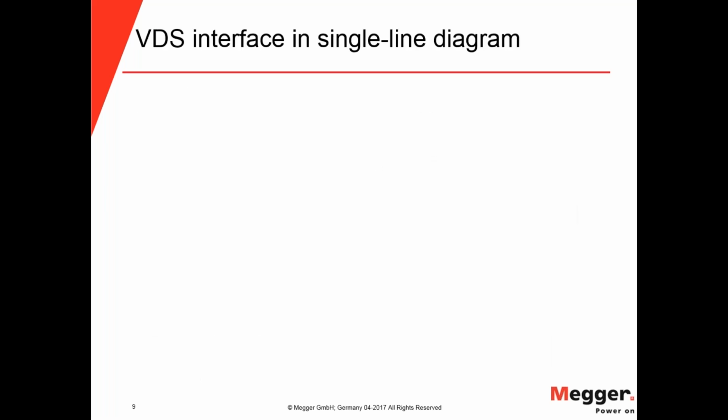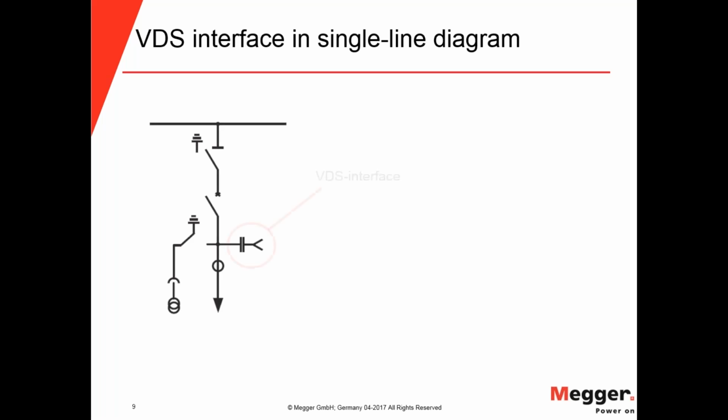Okay, so we go on with this VDS interface. How does it look in a single line diagram? Here you have your diagram again, and this symbol means the VDS interface. It's like a capacitor. Sometimes this part here is more like a half circle also. Excuse me. So you will see that in other places.